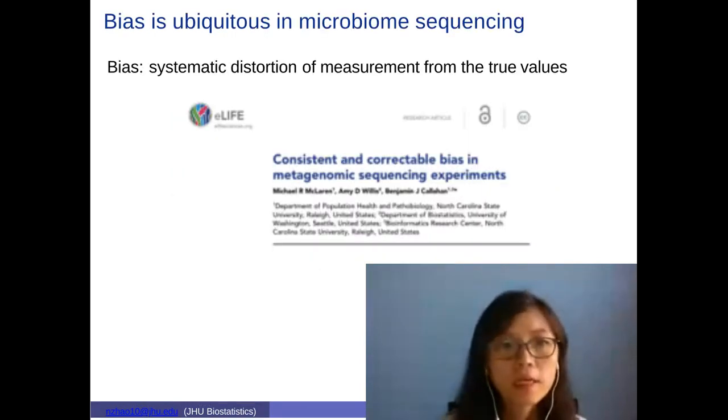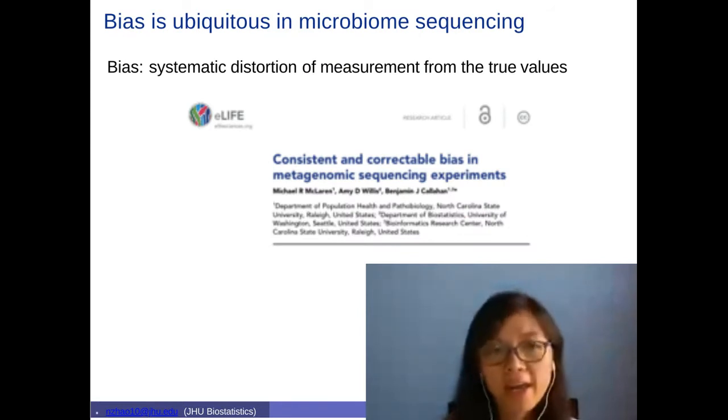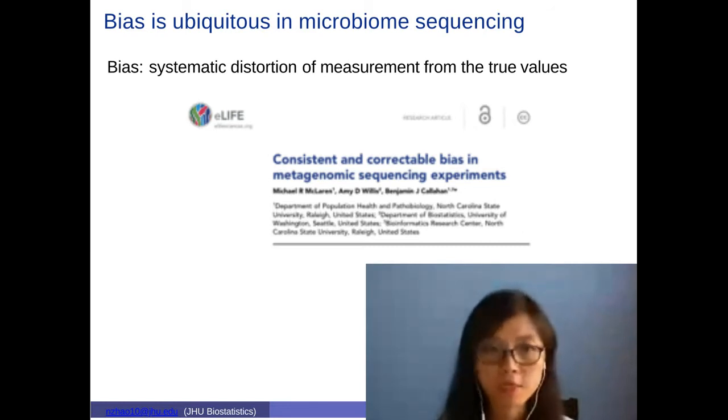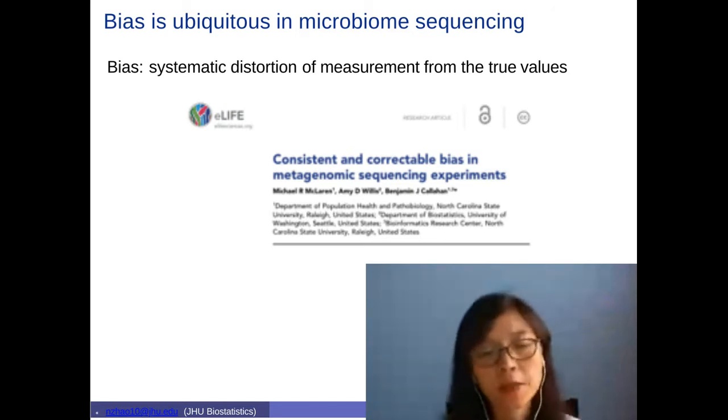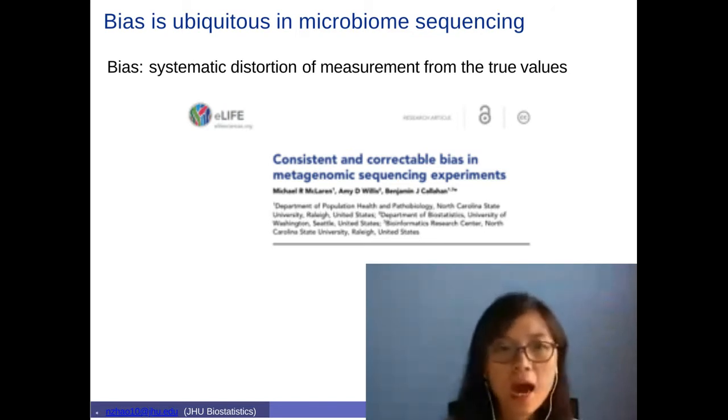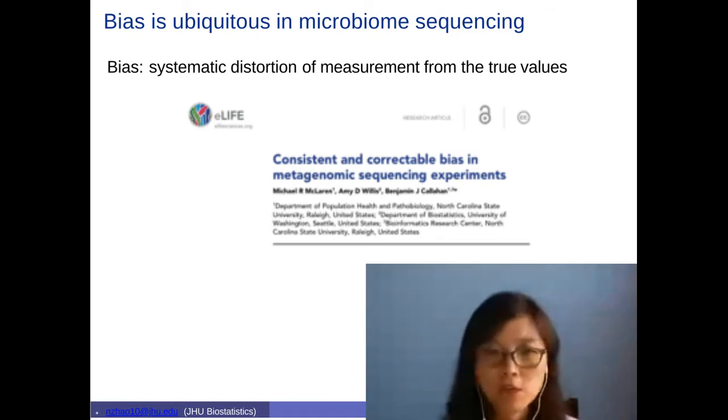In sequencing studies, bias is something that we cannot go around. Bias is ubiquitous. In microbiome sequencing, it is widespread in all types of high-dimensional genomic sequencing. Bias is defined as a systematic distortion of the measurement from the true values. So what you see from your sequencer is different from the true relative abundances of the bacterial species in the community.